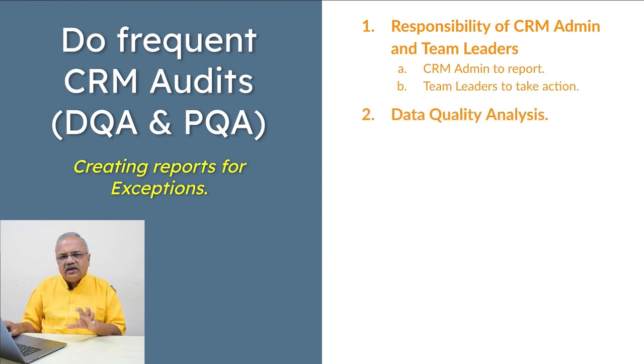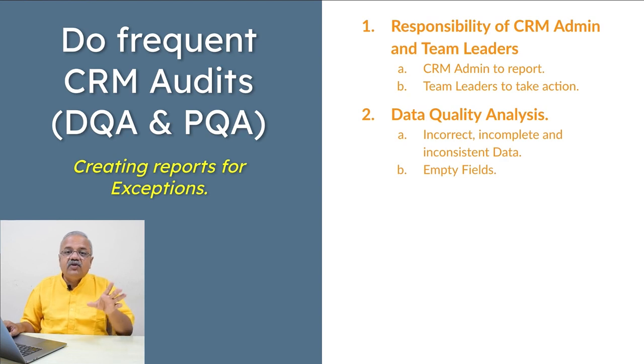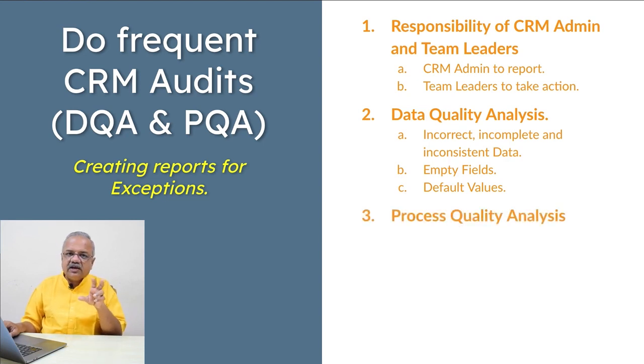The meaning of data quality analysis is a situation where the data is incorrect, incomplete, or inconsistent. There were some empty fields, or default data is there, or someone has inserted an A. All these are examples of wrong data. All the analysis that you would do to correct such data is called data quality analysis. Then there is process quality analysis. What is this and what does this deal with?